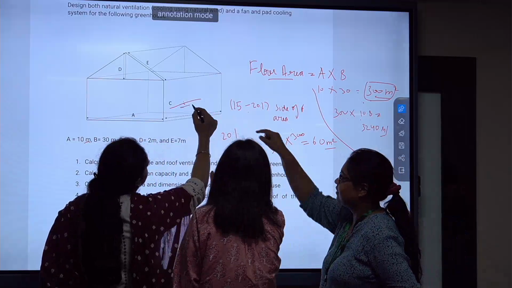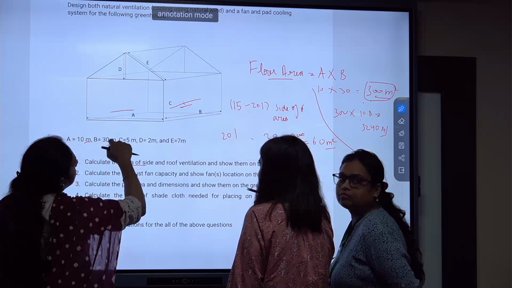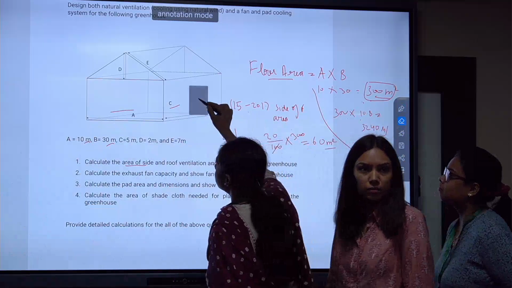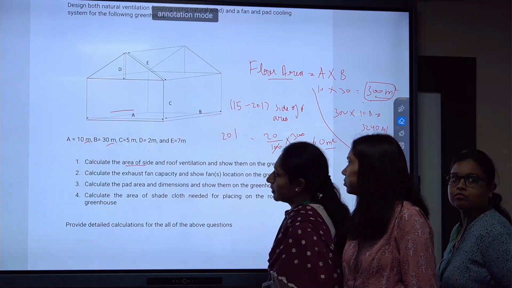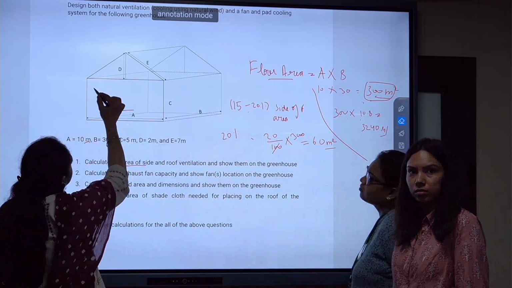So if you are putting a window, it should be a rectangle, right? It should be a rectangle. So you should fit a rectangle. It's a ventilation, it's a window, right? So you want to draw a rectangle on both sides. It should be the same area, but you determine that 60 meters square is the total area.